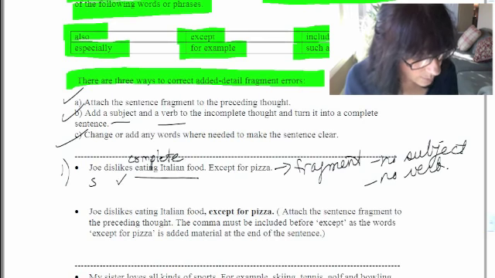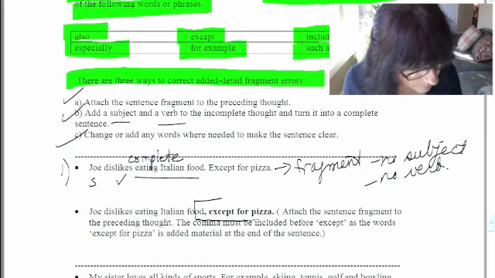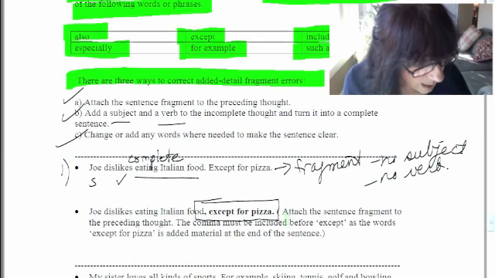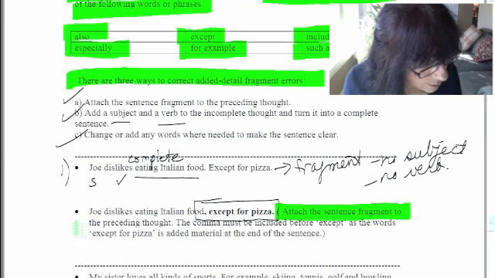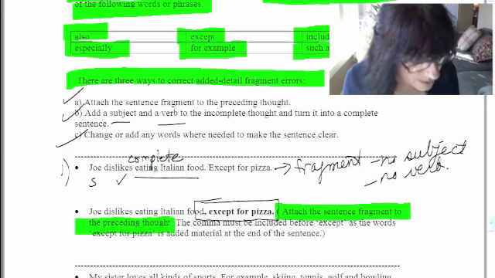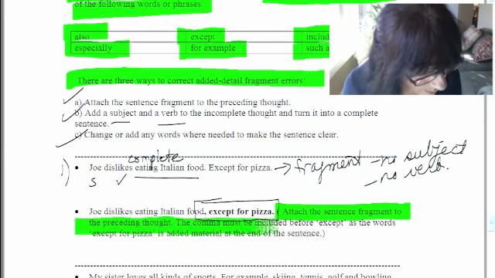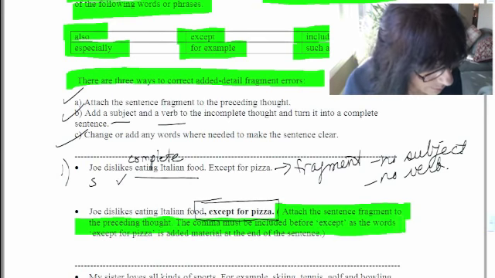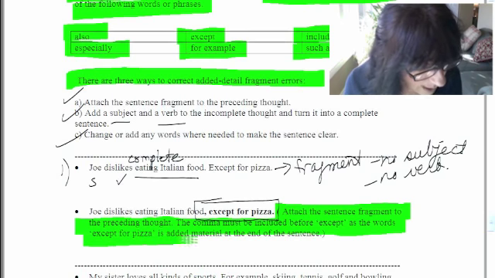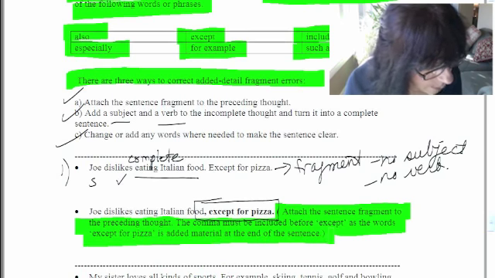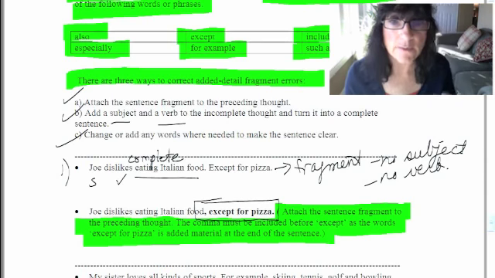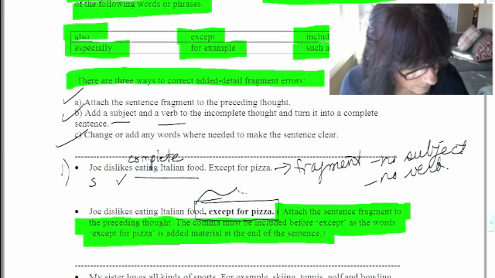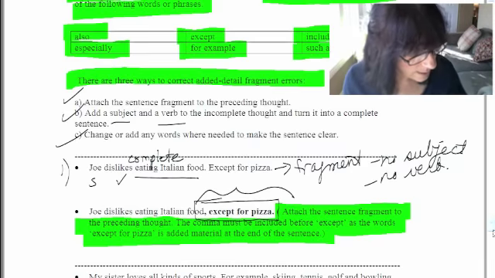Well, I've shown you one way. Joe dislikes eating Italian food, comma, and now you've joined it, except for pizza. So what I've done here is I've attached the sentence fragment to the preceding thought, the thought that went before it. So the comma must be included before the word except, as the words except for pizza is called added material at the end of the sentence. So here it is added at the end of the sentence. You have to put the comma before the word except.